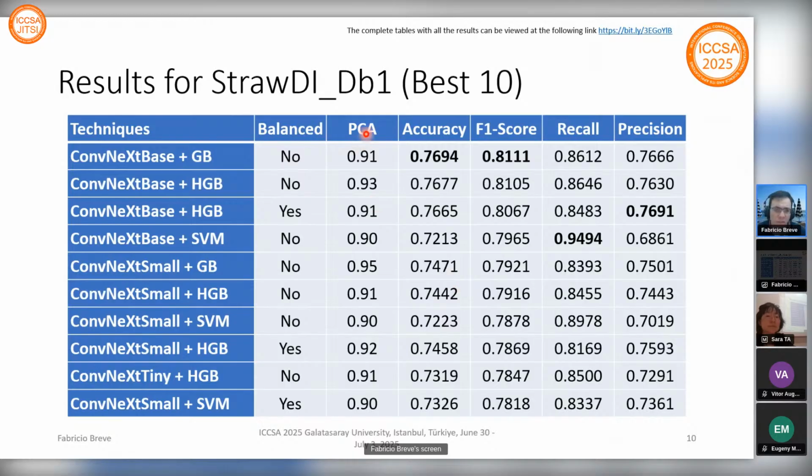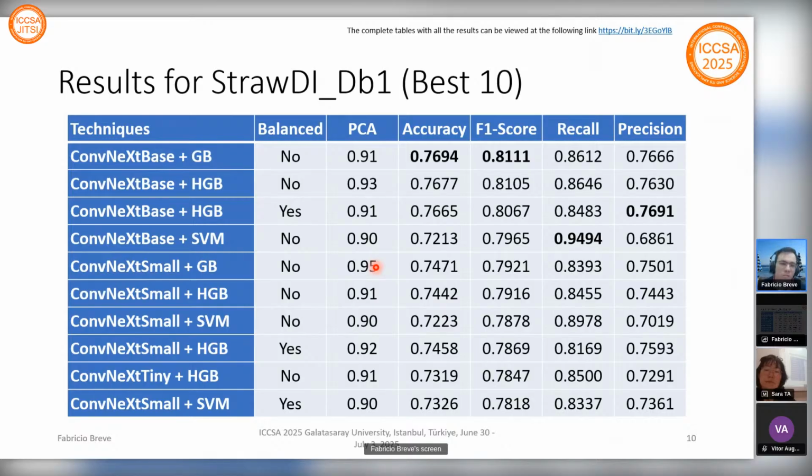Also interesting to see that in the 10 best results, only up to 95% of the variance was needed to get the best results. So this means that there is probably some redundancy in the CNN output.